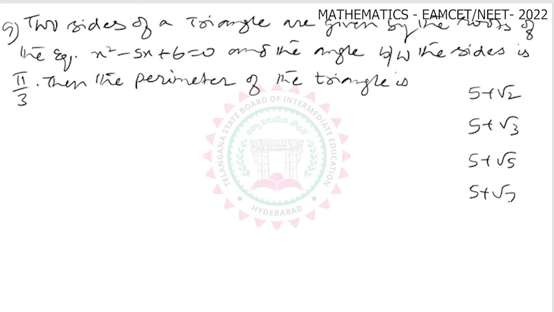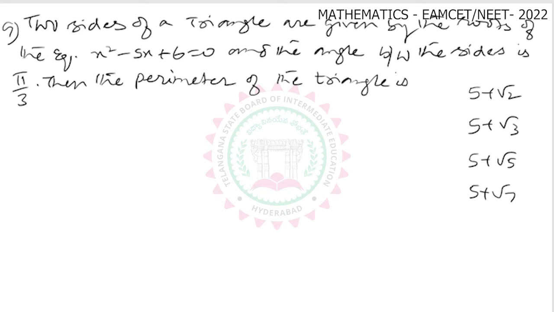Now you see the question. He says two sides of a triangle are given by the roots of the equation. So one quadratic equation is given. When he says quadratic equation, you know that there are two roots. These two roots represent the two sides of the triangle, and the angle between them is given as pi by 3. So we have to find the perimeter of the triangle ABC.